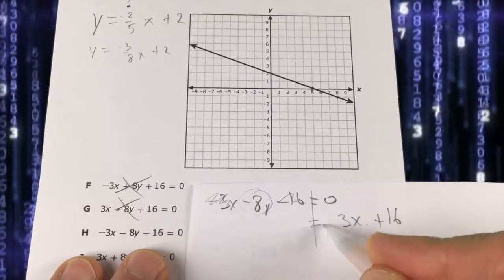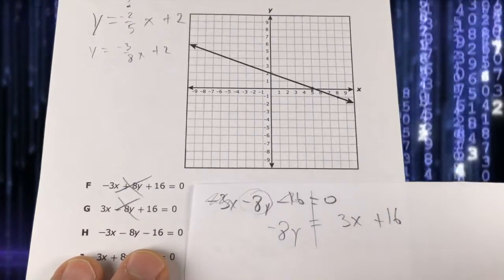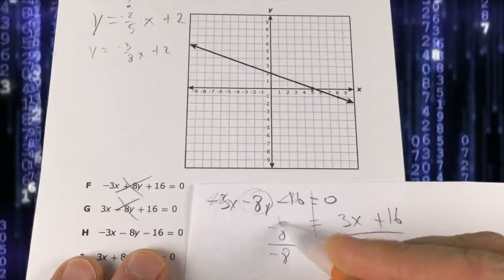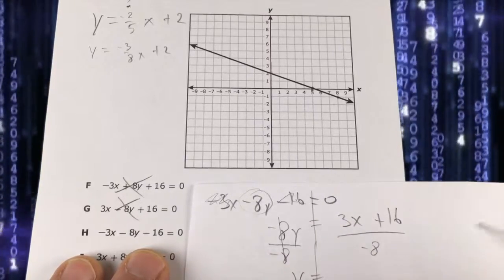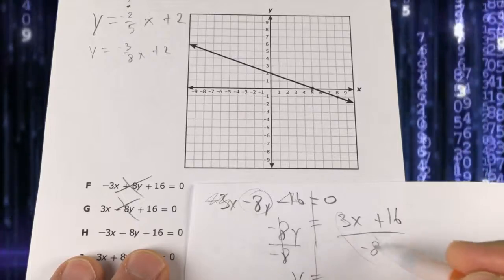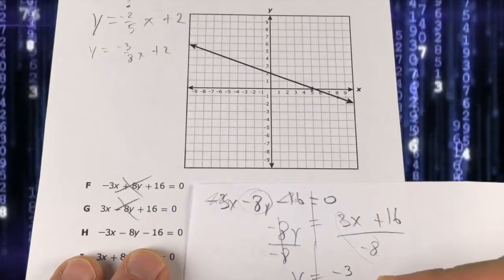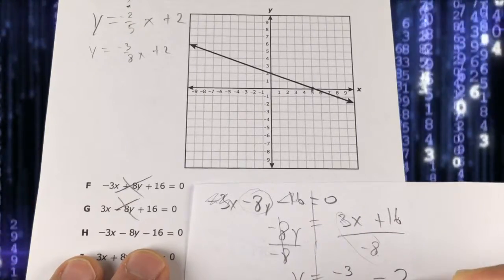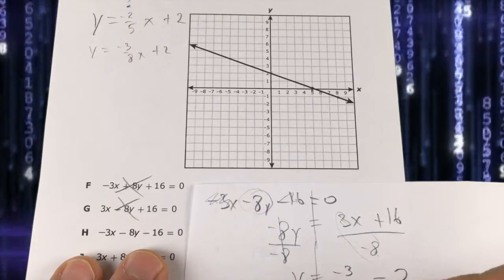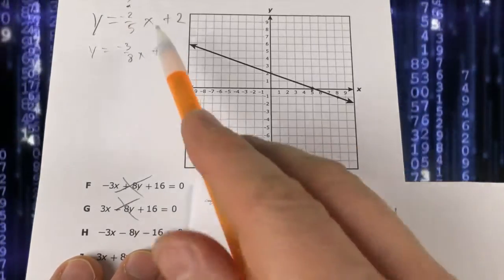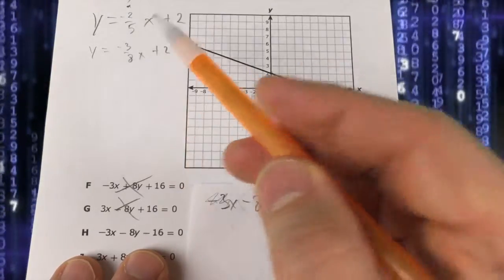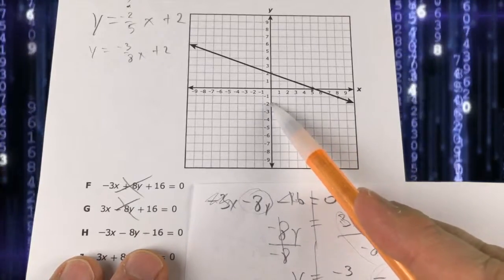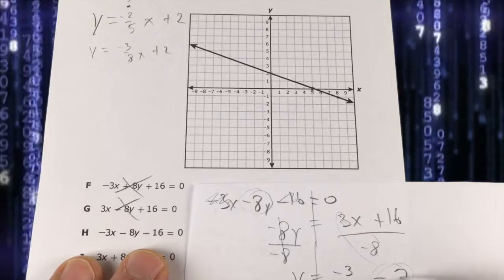So on the left, what are we left with? Negative 8y. Now we divide by our best friend, divide both sides by negative 8. And here's your y equals, we have negative 3 over 8 x, and then 16 divided by negative 8 is negative 2. Okay, the negative 3 over 8x matches. It's going downhill, and I did say it was either negative 2/5 or negative 3 over 8. But the negative 2 doesn't match because that would be starting right here, going through the y-axis right here. And it should be a plus 2. So that's not right.